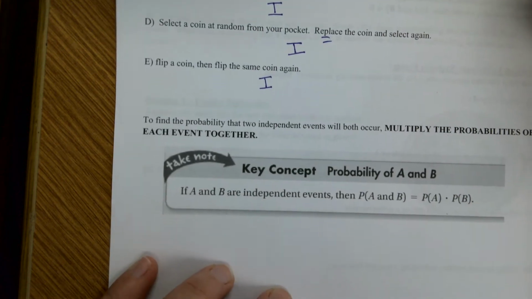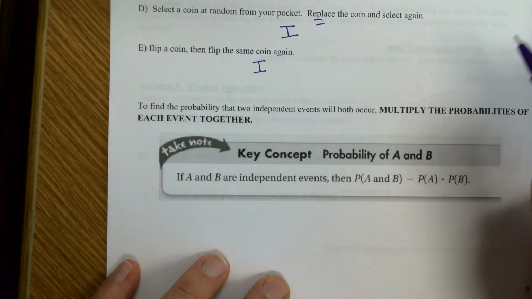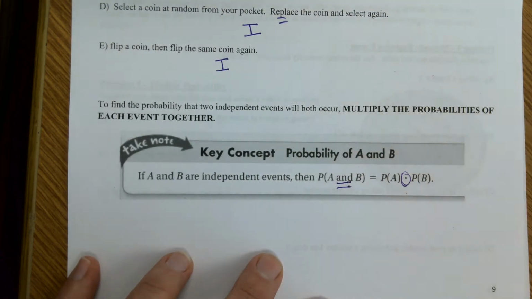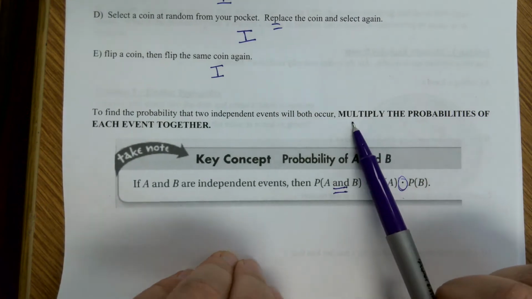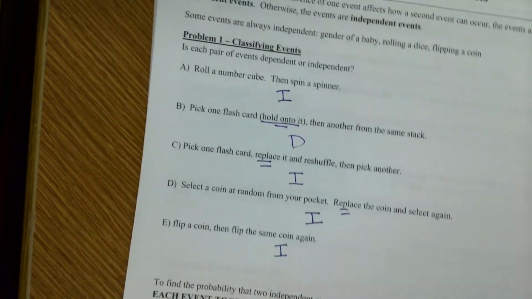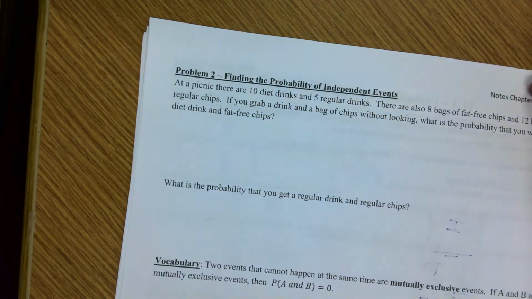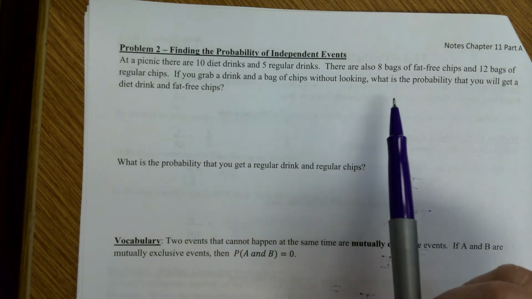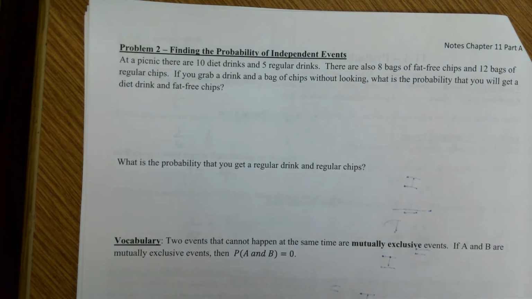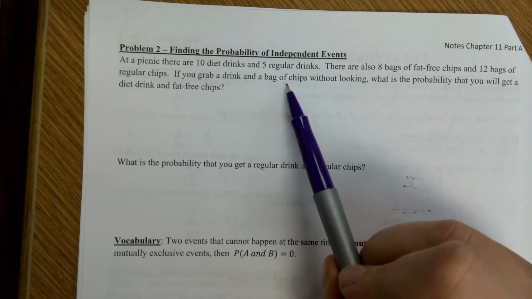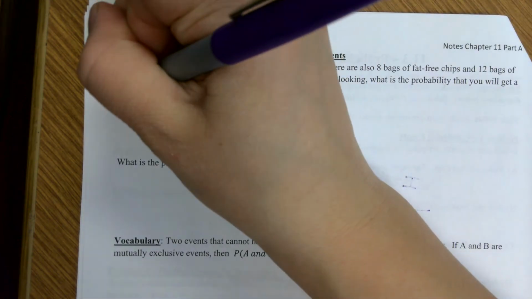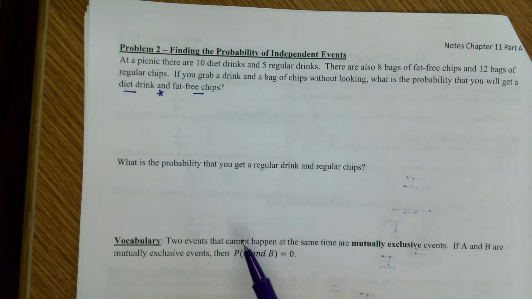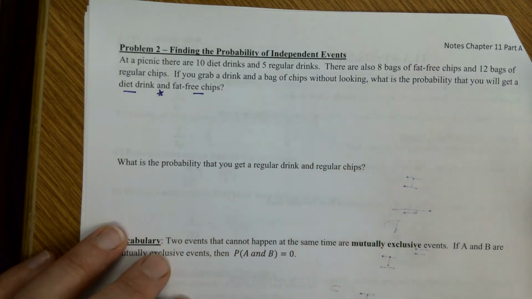When you have independent events, you know that they're independent. Whenever you see an and statement, you're going to be multiplying. Multiply the probabilities of each event together. So if I look at this right here, you have diet drinks, you have regular drinks. You have fat-free chips, you have regular chips. So it's saying without looking, you pick a drink, you pick a chips. What's the probability you will get diet and fat-free? And. So one does not depend on the other because there's no overlapping between drinks and chips.